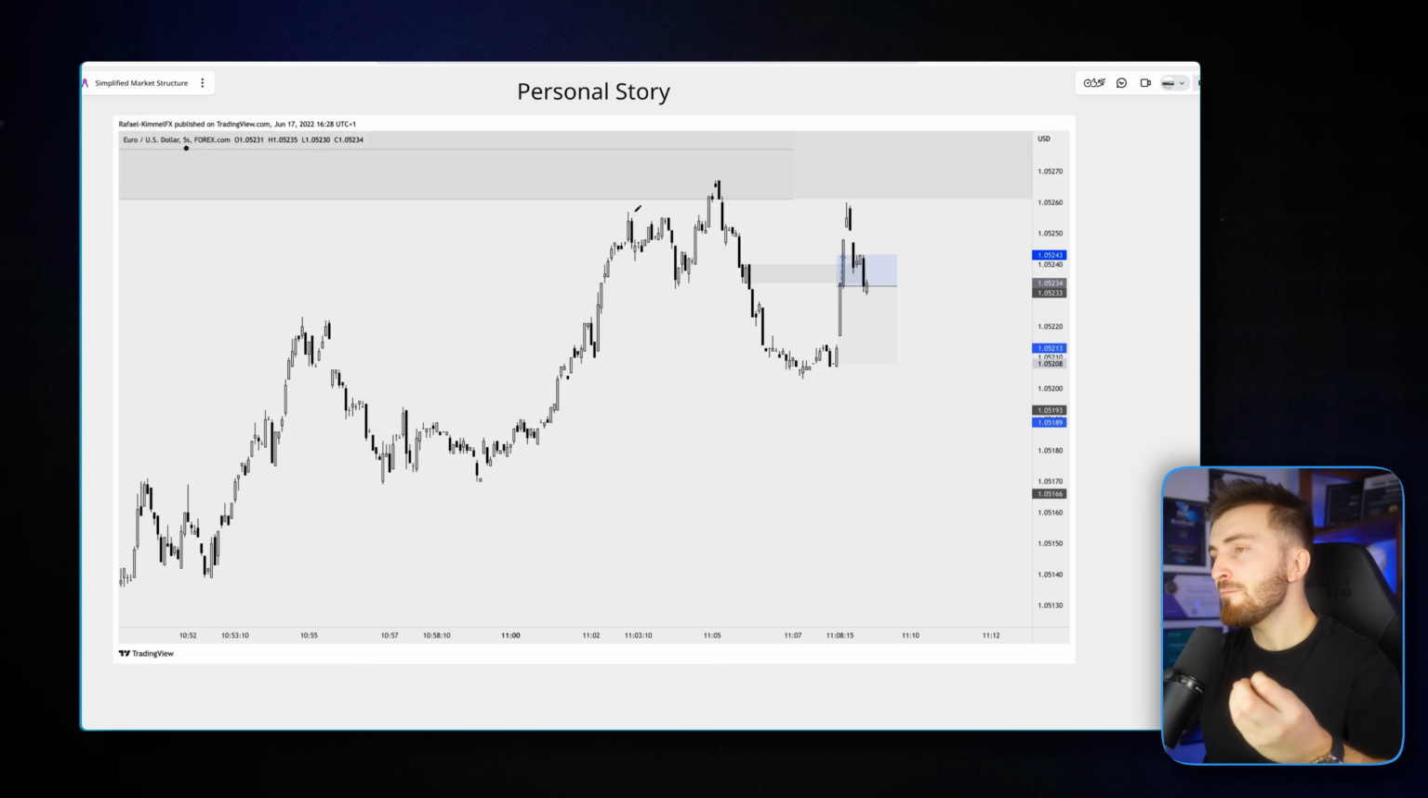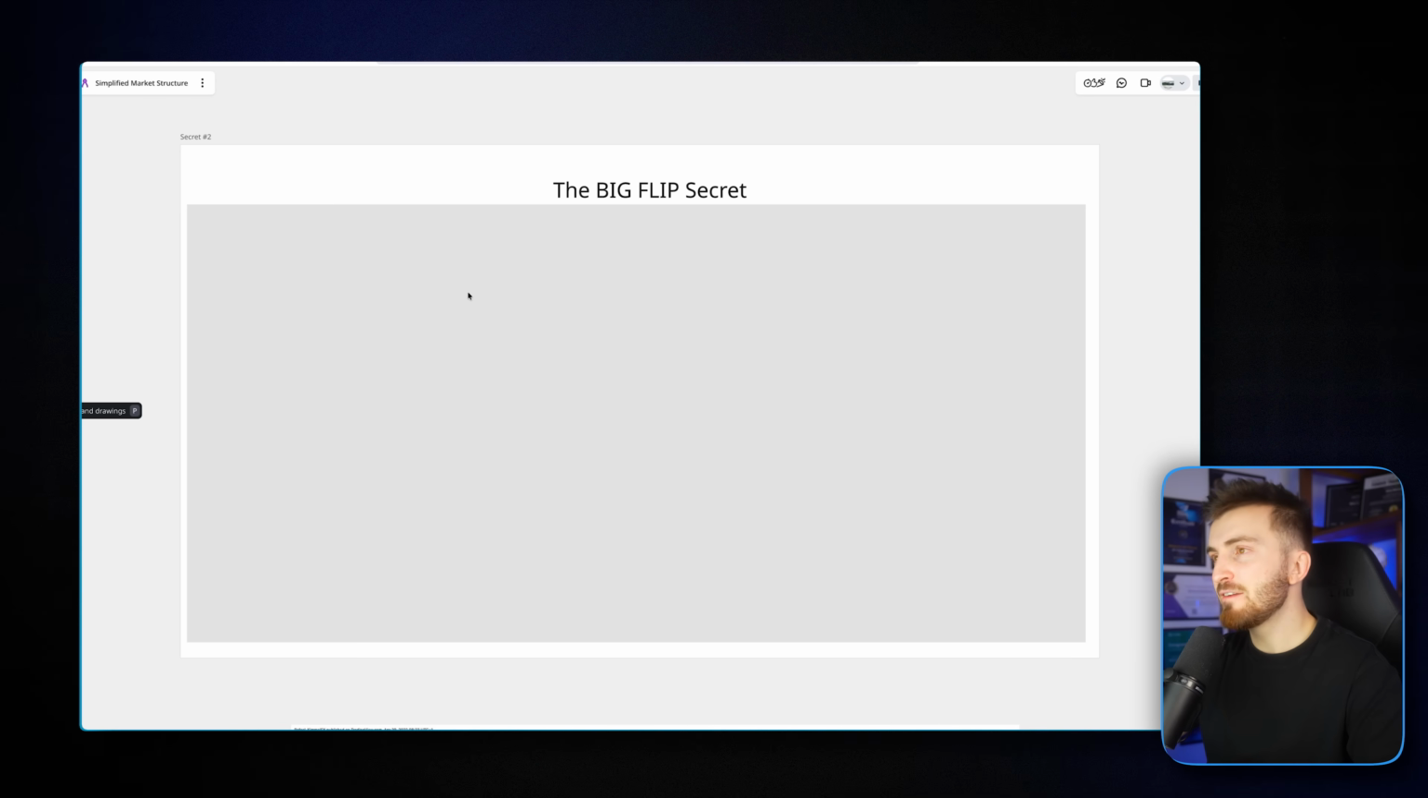Because here's the thing, time frames aren't enough. Market structure shifts happen everywhere, but we still get lost. And that's why a lot of traders stay on the wrong side of the market. And this is where secret number 2 is going to come in. And this is what I call the big flip secret.